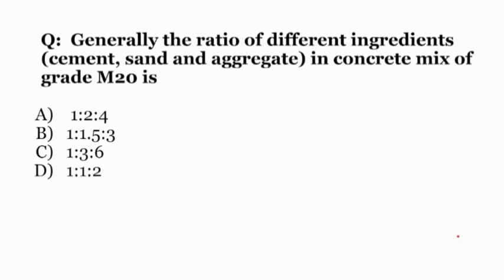Generally, the ratio of different ingredients, cement, sand, and aggregate in coarse mix of grade M20 is option A, that is 1:2:4, which will be correct.